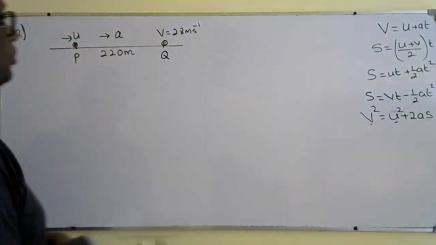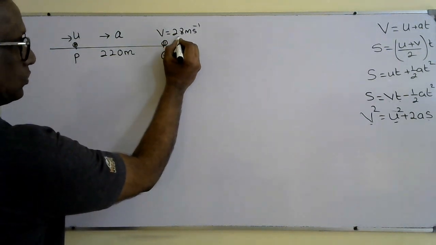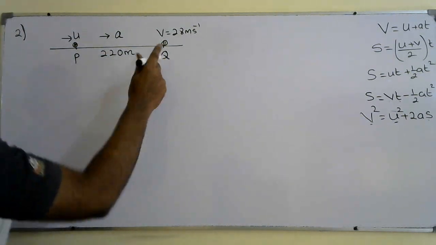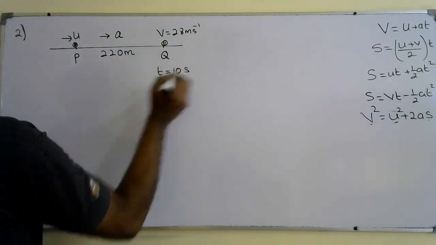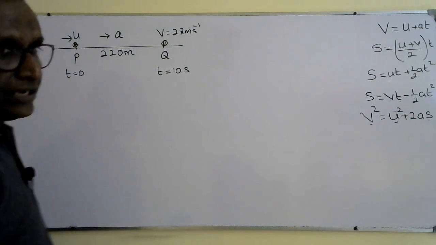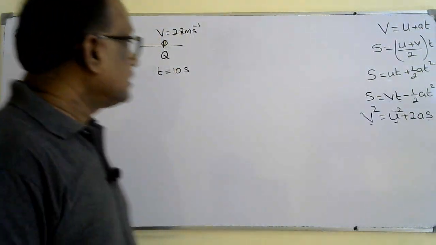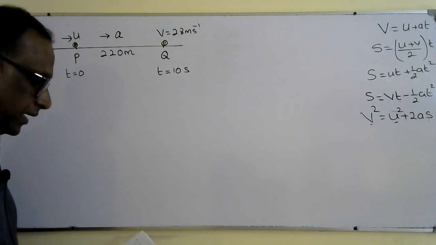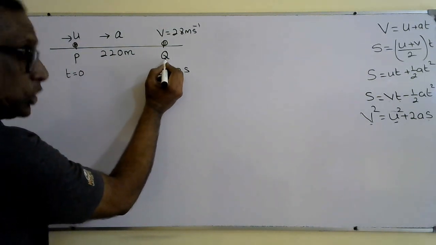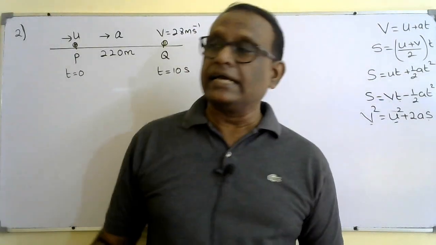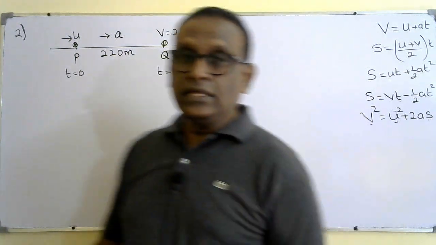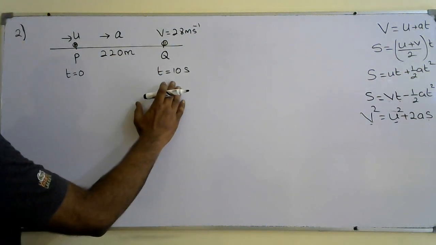So I know the speed at an instant, 28 meters per second. The time is given as 10 seconds after passing P. So if I take the time t equals 0 when it passes P, the time when it passes Q is 10 seconds, as given in the question. So we know the speed at an instant, and we know the displacement on a straight line traveled by the object before that speed was achieved, 220 meters during 10 seconds. So the question is, find the acceleration.